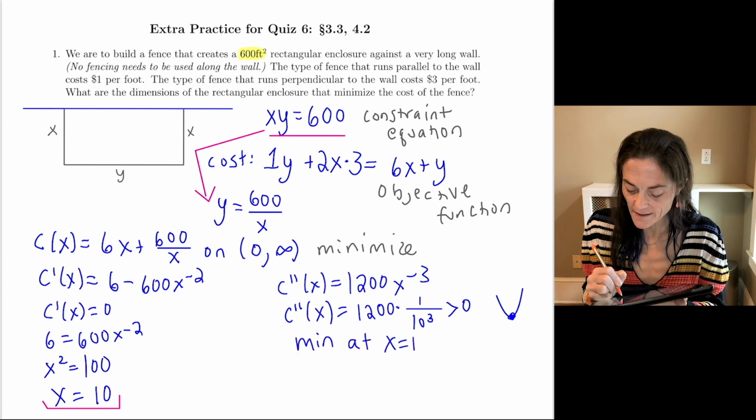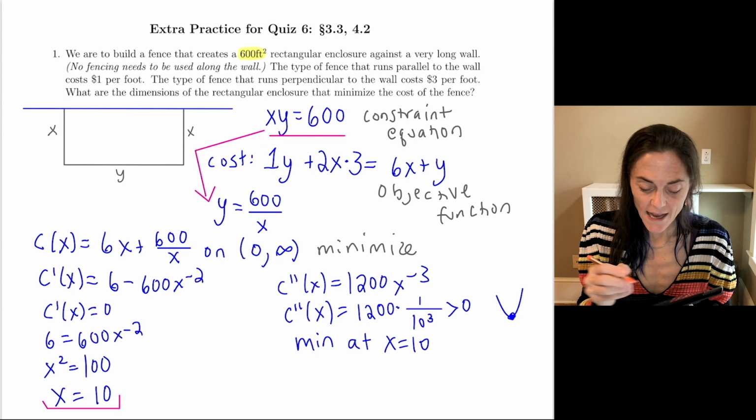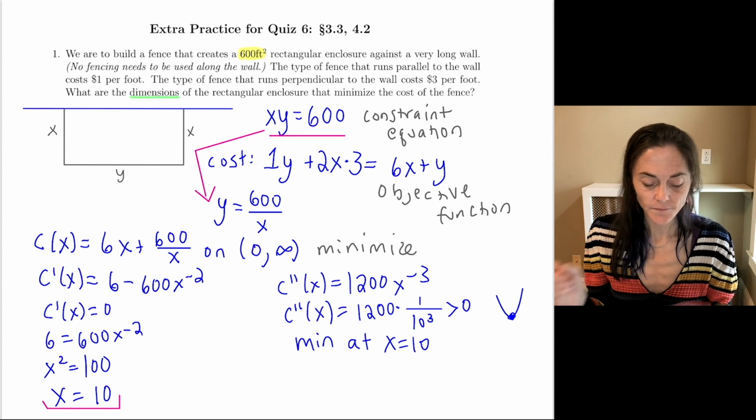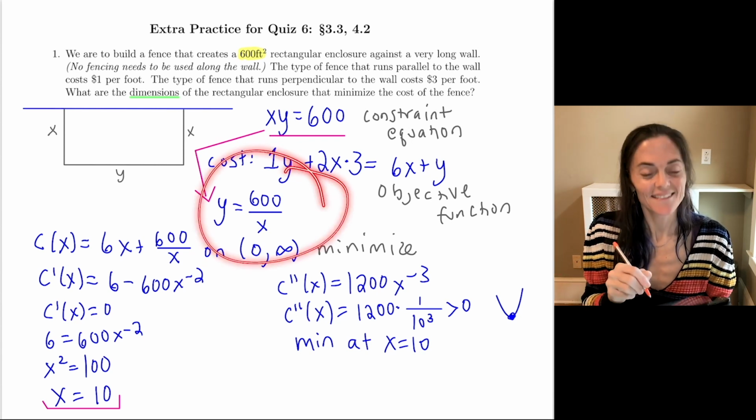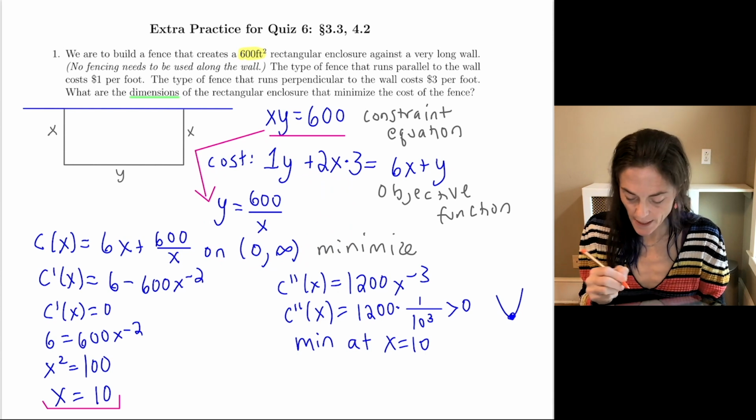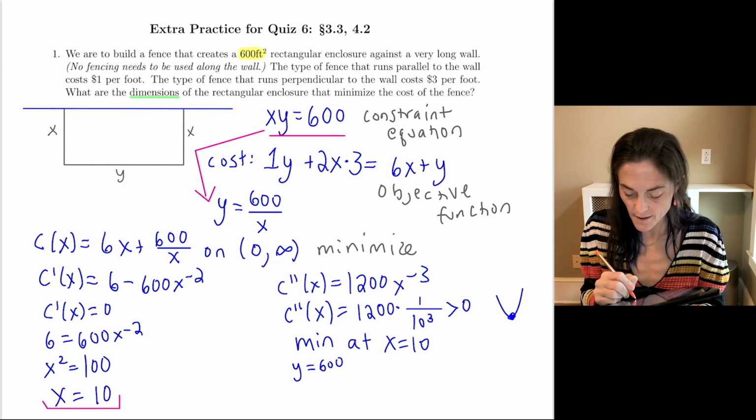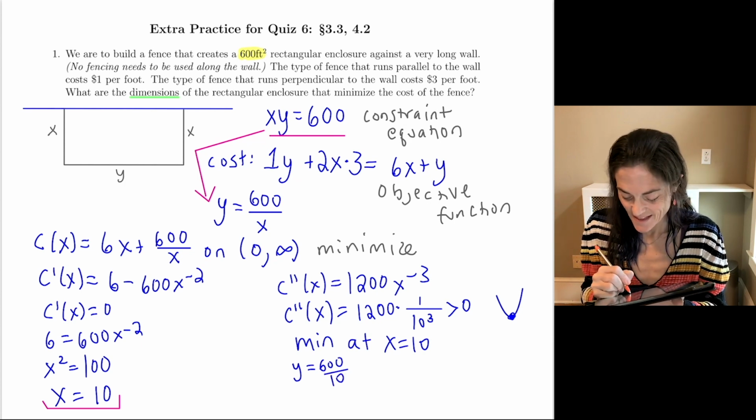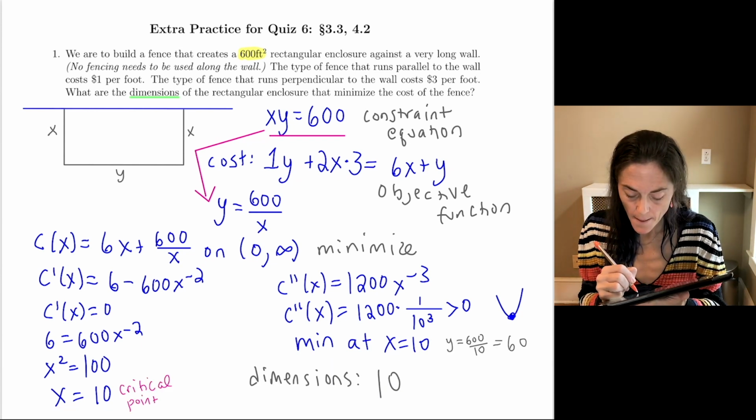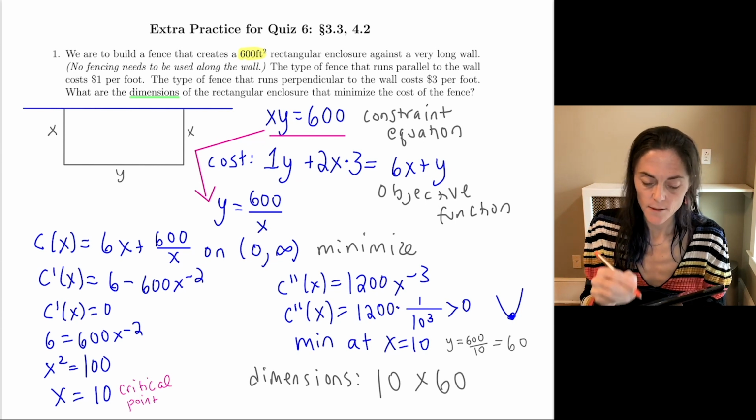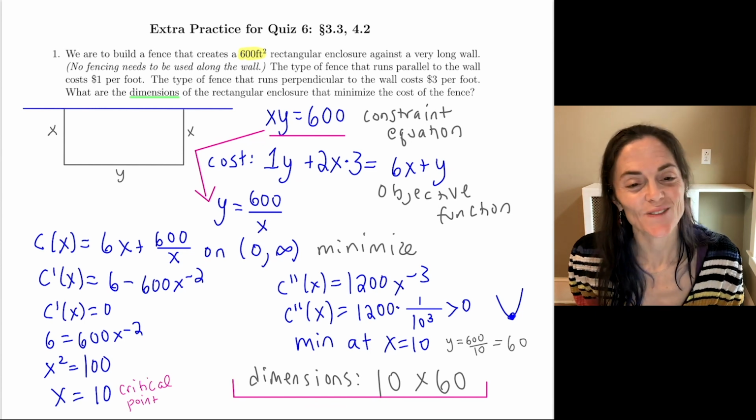at x equals 10. Now, the final step of this problem, as we reread the question, we are asked for the dimensions that minimize the cost. So the x is 10, and the y will be 600 divided by 10. So in this case, the y is 600 over 10, which gives us 60. My final answer is 10 by 60. So let me underline this. This is what we are reporting back. This was this first question.